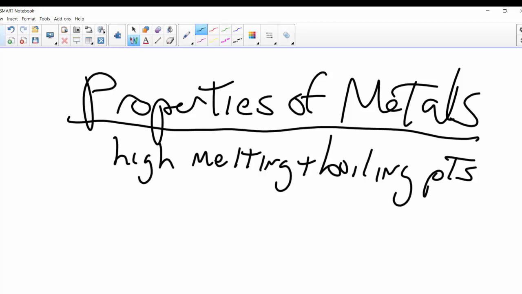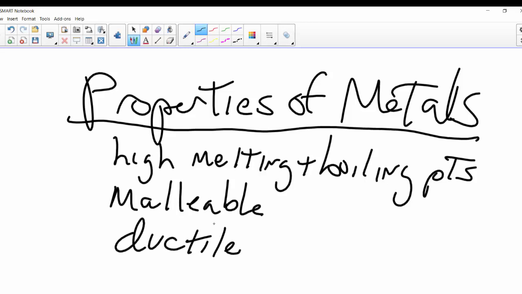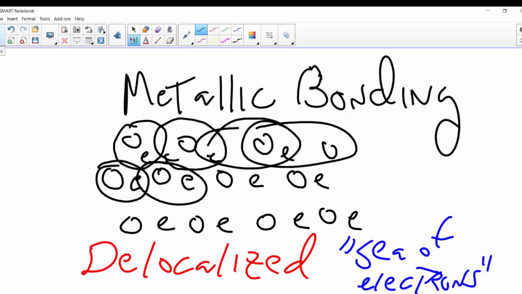Another property of metals is that they are malleable and ductile. Malleable, you'll remember, means you can mold it into shape. Ductile, you remember, means you can pull it out into wire. Why is it that metals are malleable and ductile? Well, once again, we look at this picture. Because the electrons are delocalized, because the nuclei are so very close together, it's easy for these nuclei to slide past each other. And that's why you can change the shapes pretty well. Lots of nuclei sliding past each other fairly easily.